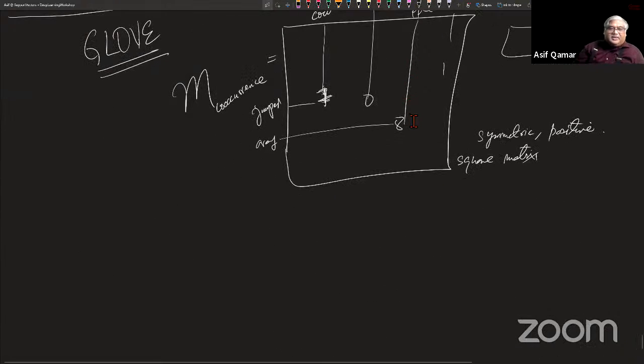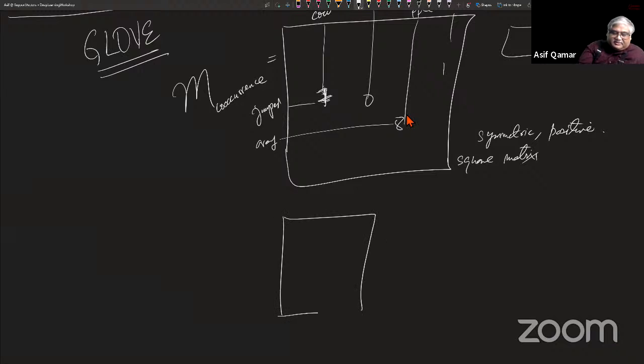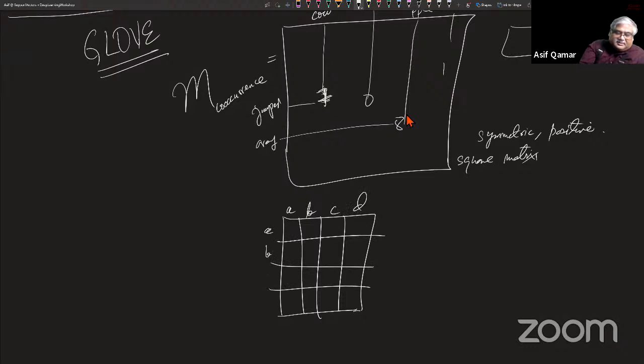Now comes the interesting thought. What you can do is convert this co-occurrence matrix, so let me just take a much simpler matrix now. I'll make it not so big. Suppose there are just four words, A, B, C, D. In the literature, they use the letter X. I will use X itself, unfortunately, because in the previous section I used X for input, but the GloVe literature tends to use X.